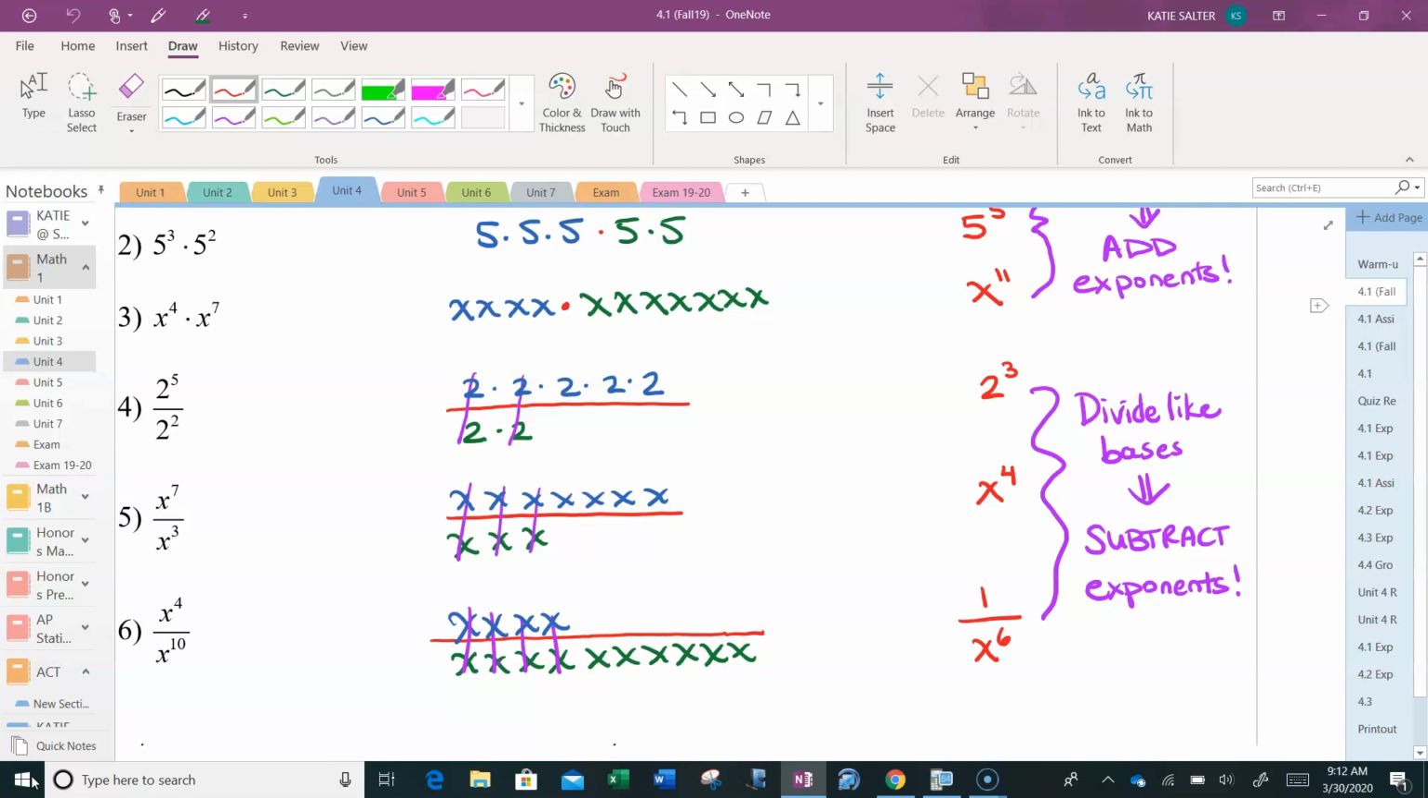In this first one, we have 2 to the 5th divided by 2 squared, and we are left with 2 to the third power. The second one, 7 take away 3, we are left with 4. And then the last one, 10 take away 4, we're left with 6. But because we had more x's in the denominator, the x to the 6 goes in the denominator. And that's pretty much our dividing like bases rule.